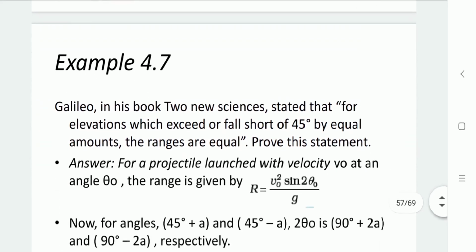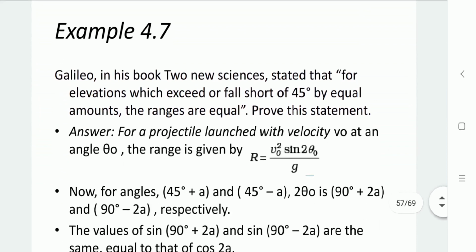Now, let us take an example for the same. Galileo, in his book Two New Sciences, states that for elevations which exceed or fall short of 45 degrees by equal amounts, the ranges are equal. Prove this statement. Here is a projectile motion in which an object is launched with initial velocity V0 at an angle theta 0. The horizontal range covered by that object, which we have determined just before, is R equals V0 square sin 2 theta 0 by g.